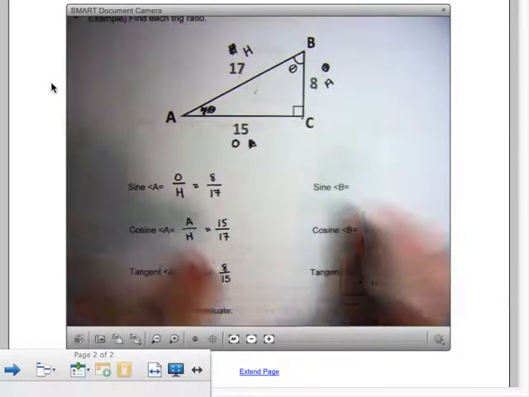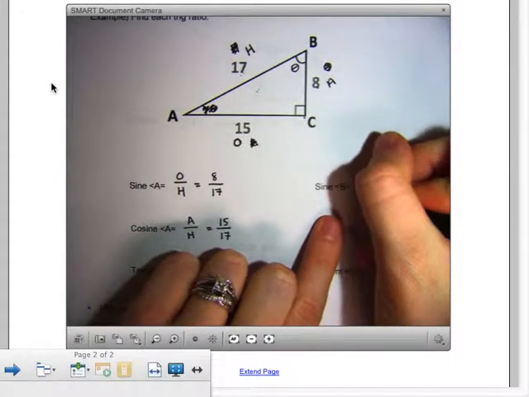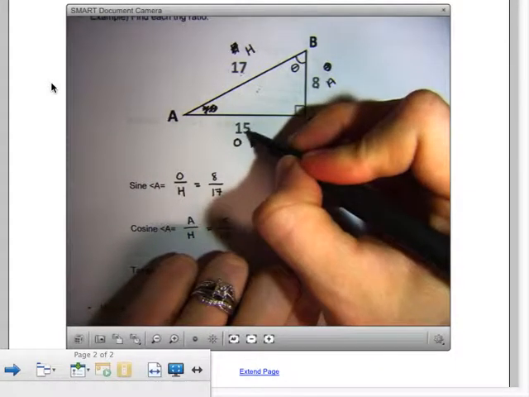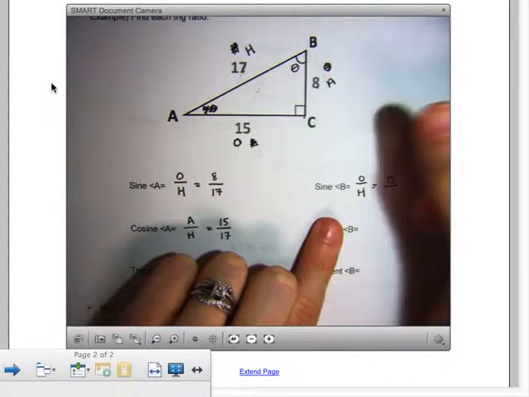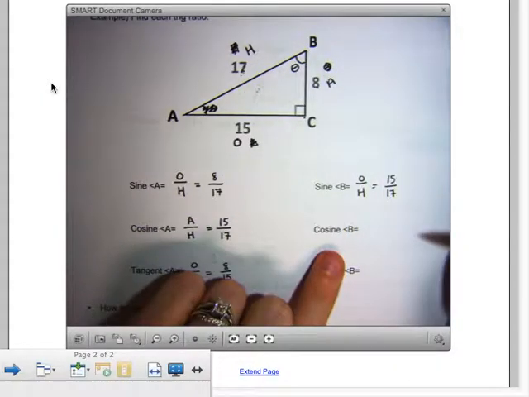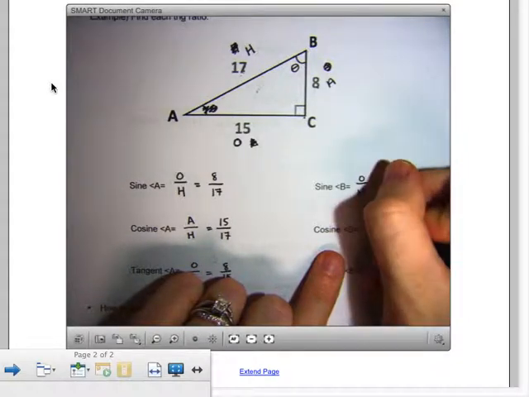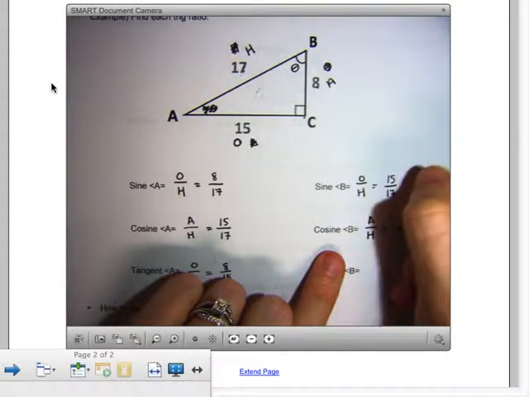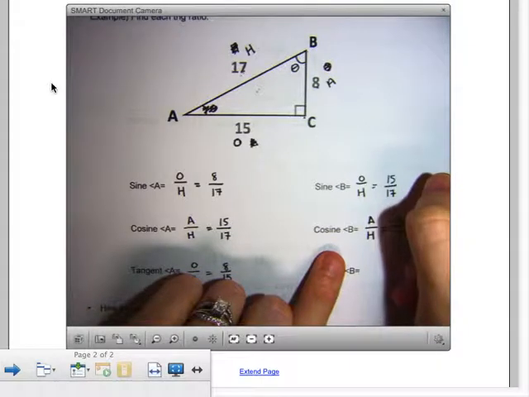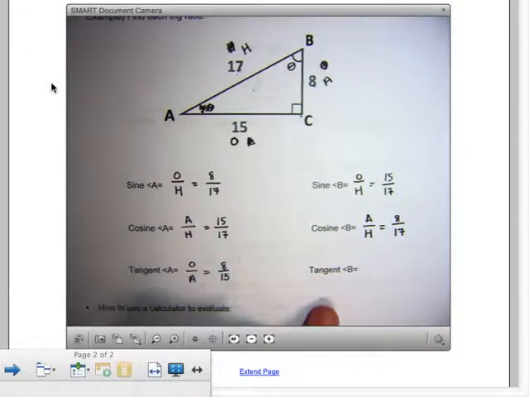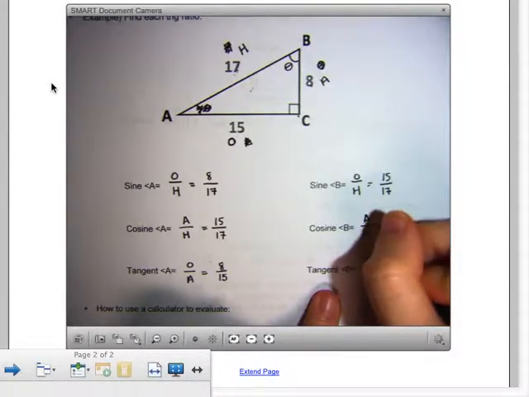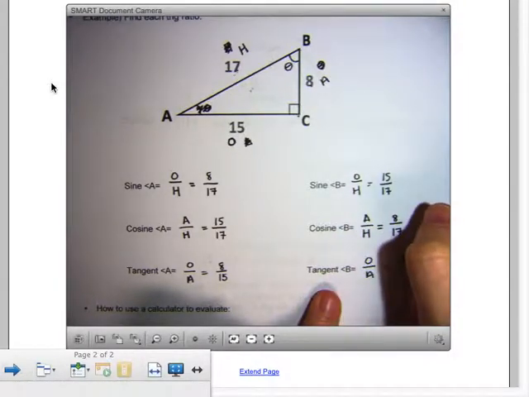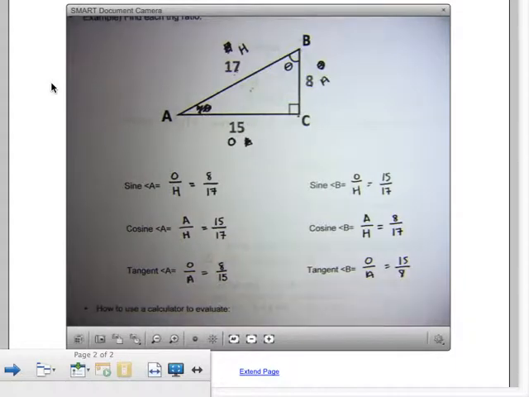So if I have sine of B, we know sine is O over H. So O is 15, H is 17. Okay, cosine, A over H. So A is 8, H is 17. And then tangent, O over A. So O is 15, A is 8.